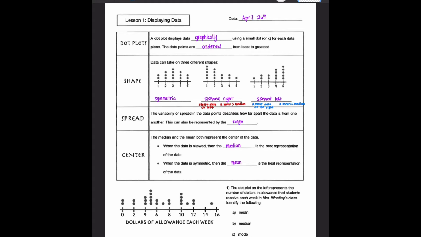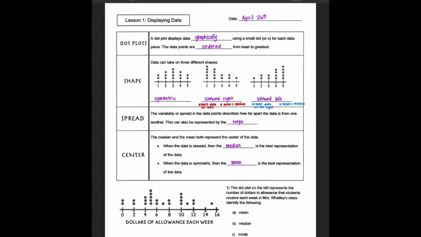So let's get started. On page 2 of your packet, we're first going to talk about dot plots. A dot plot displays data graphically using a small dot, or sometimes an X, for each data piece. The data points are ordered from least to greatest, from smallest to biggest.